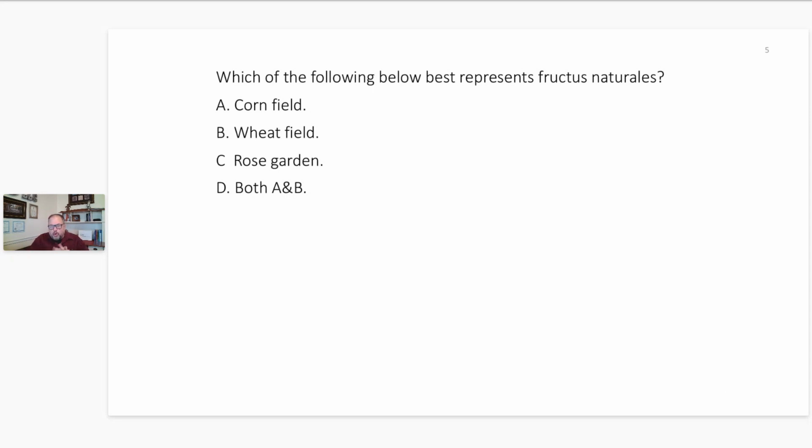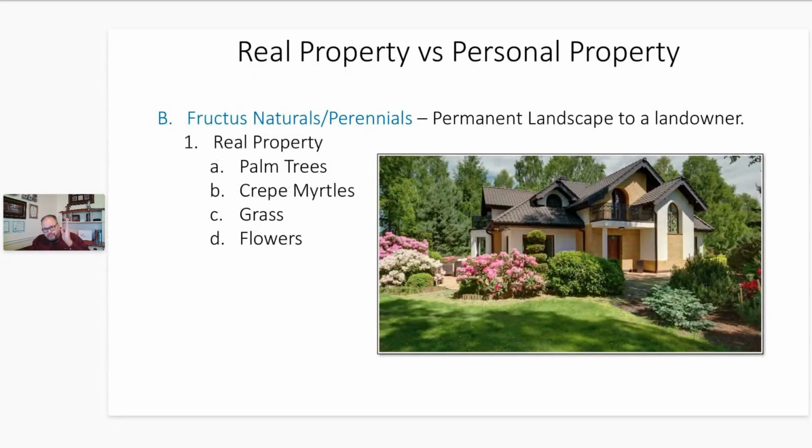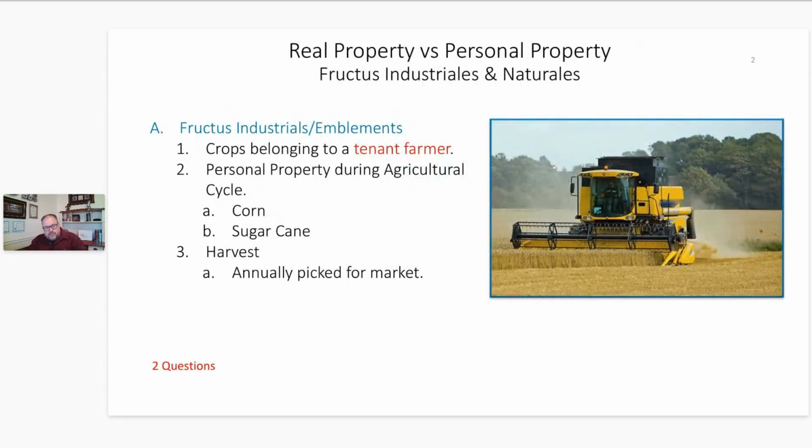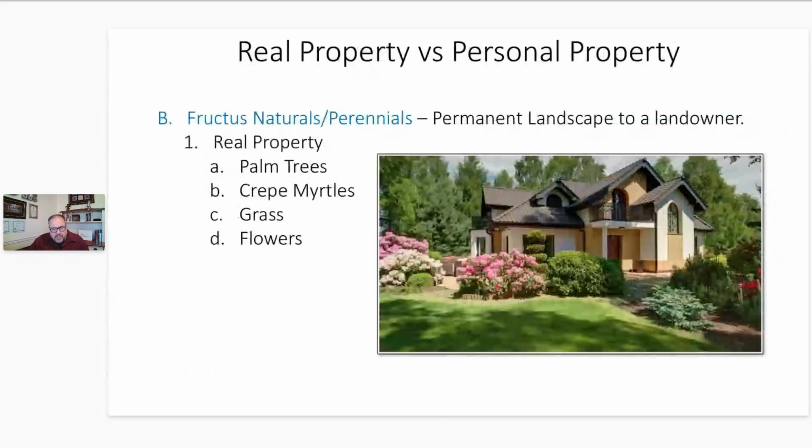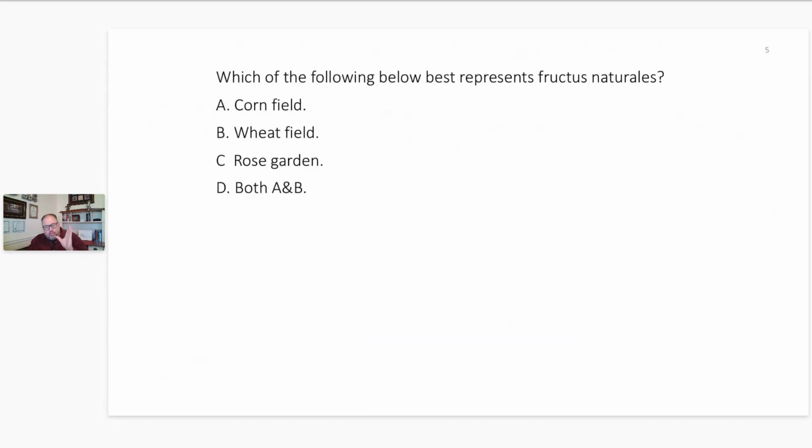Let's go back and review real quick. When we say fructus naturals, remember we're talking about permanent. Palm trees, crepe myrtles. Here in the picture, we see all the flowers in bloom, the azaleas and the shrubs, the grass, the trees in the backyard. That's all permanent, naturals. Perennials. They're not harvested. When we look at crops, because they're going to be harvested, it is considered personal property, industrials, or implements.